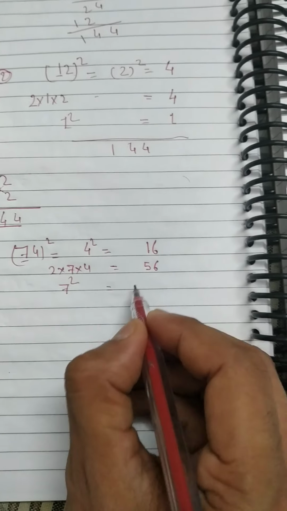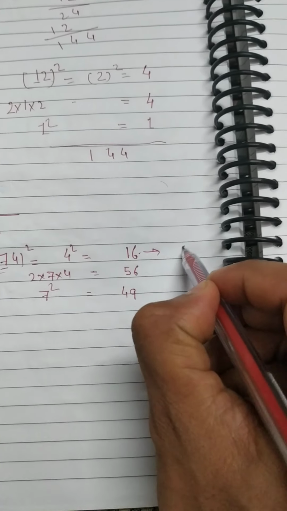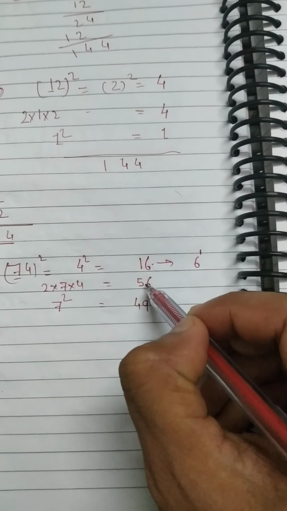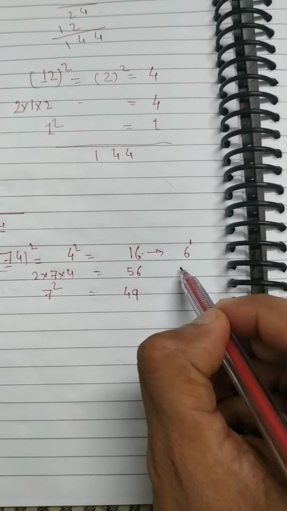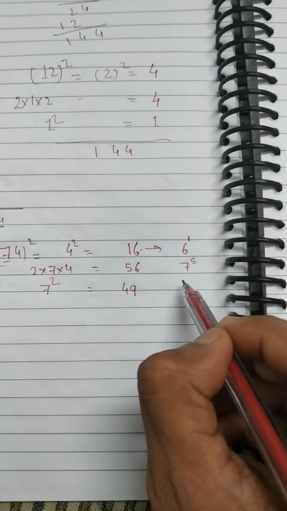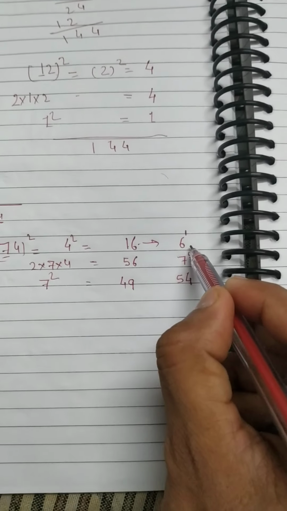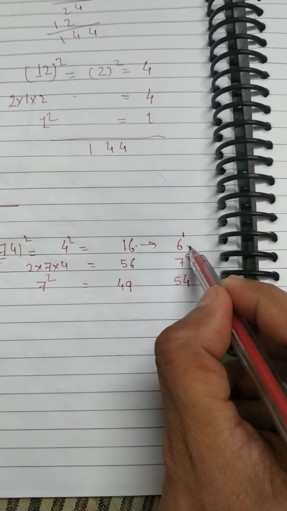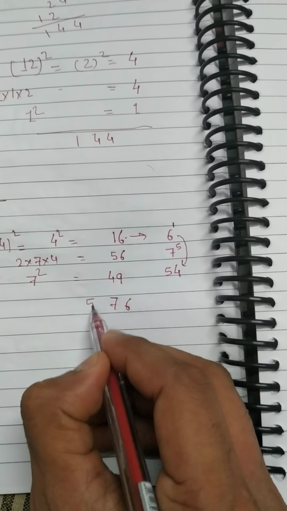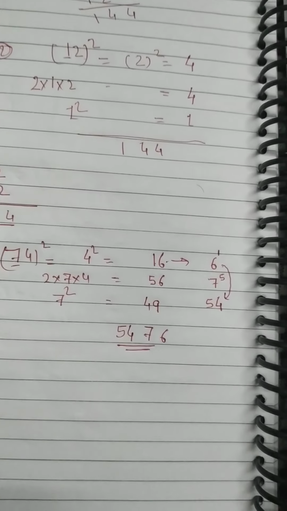What is 7 square? It is 49. So here, how is it written? Because 6, then 1 is remaining, so just add it to this product: 56 plus 1 is 57. 57 means 7, and 5 is remaining, so add it to this one: 49 plus 5 is 54. So simply it will be written this way: unit 7, then 6, 7 and 5, 4. This is a very easy trick to calculate the square of any product.